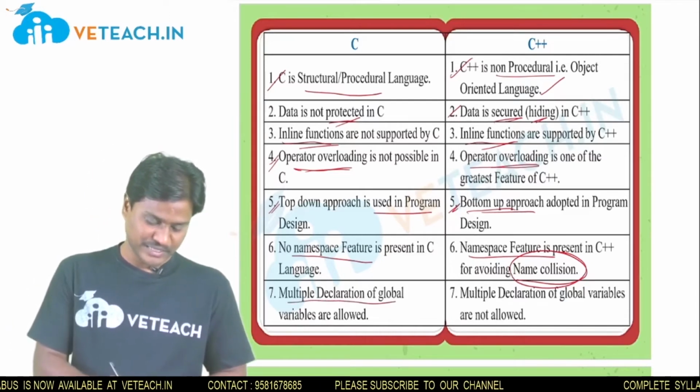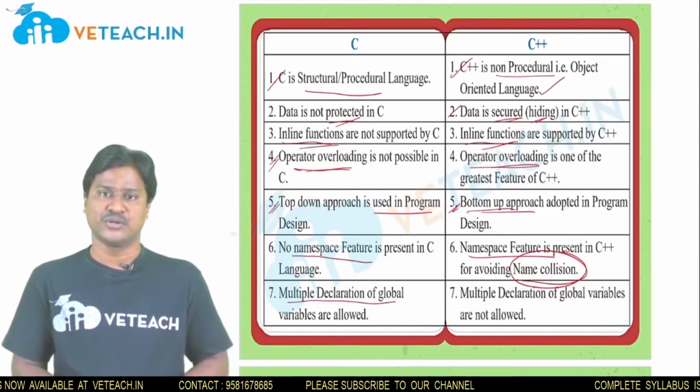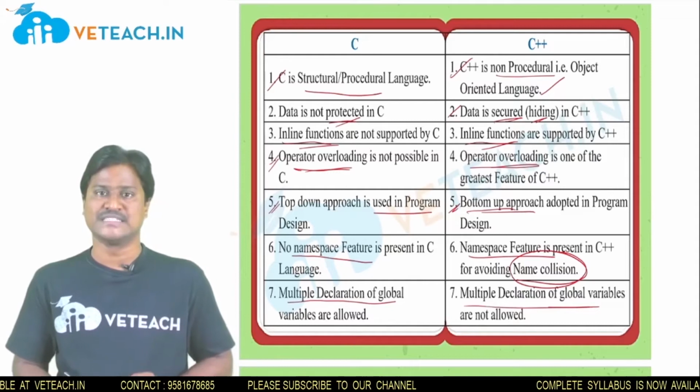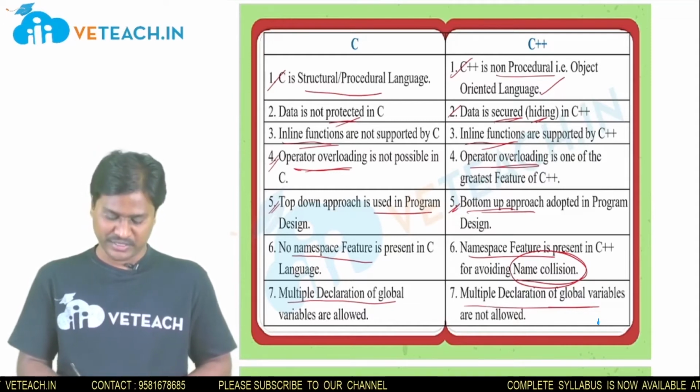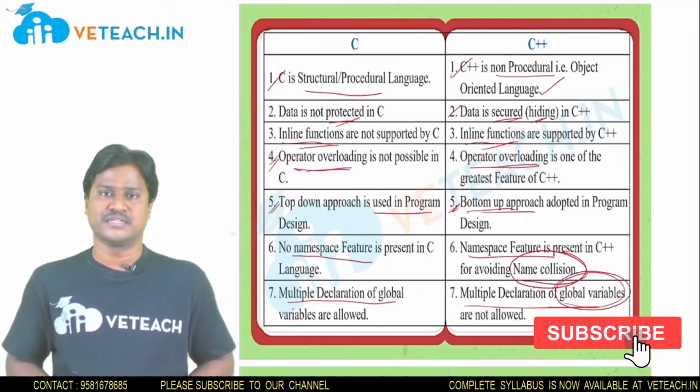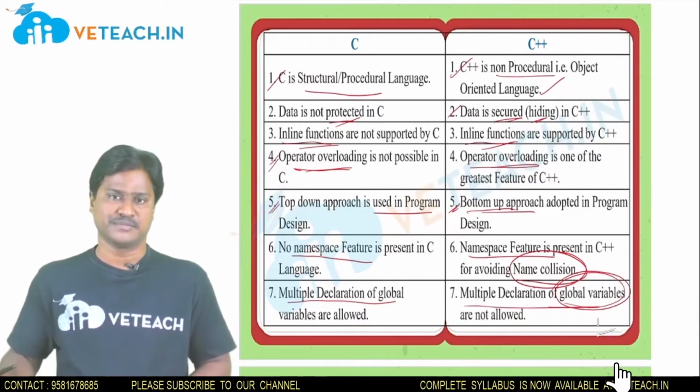Coming to the next one, multiple declarations of global variables are allowed in C, but this feature is not allowed in C++. Allowing multiple declarations of global variables is completely avoided in the language C++.